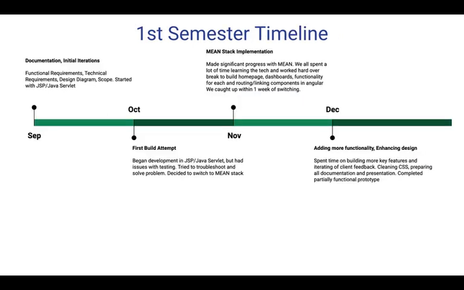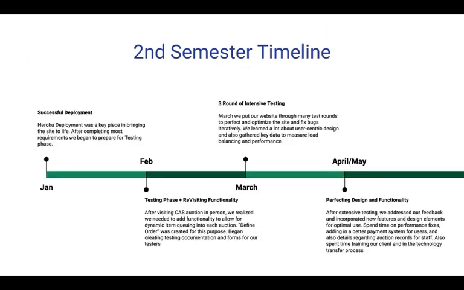In our first semester timeline, we went through the documentation, understanding scope. We started with our initial builds, and we also started learning MEAN more deeply because we knew that this was the right way to pursue the problem and solution strategy. And therefore, in December, we also started to build out the majority of the website, key components, and also making sure that we were on track for deployment next semester, which is what happened then in January.